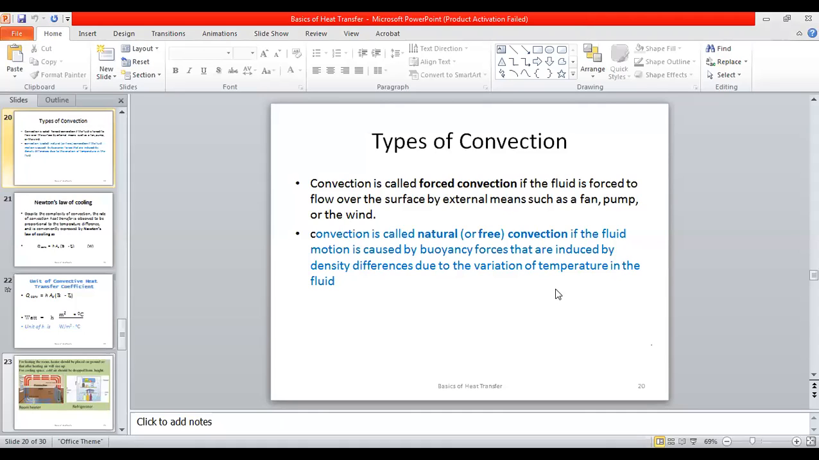Okay. There are two types of convections: forced convection and free convection. This we have seen yesterday. Free convection is also called natural convection.